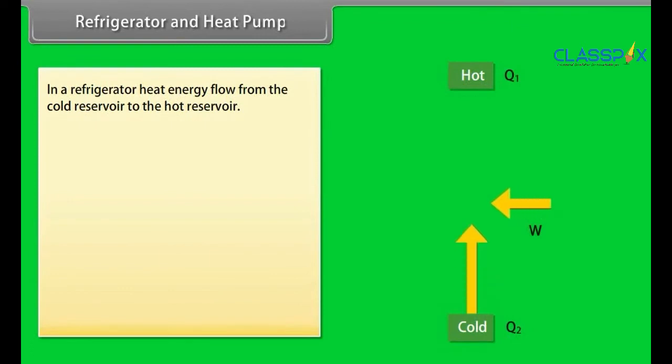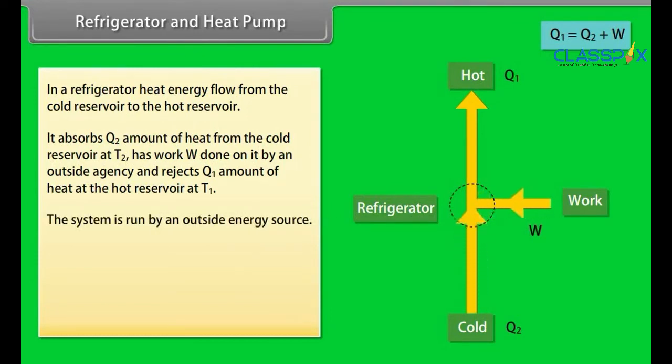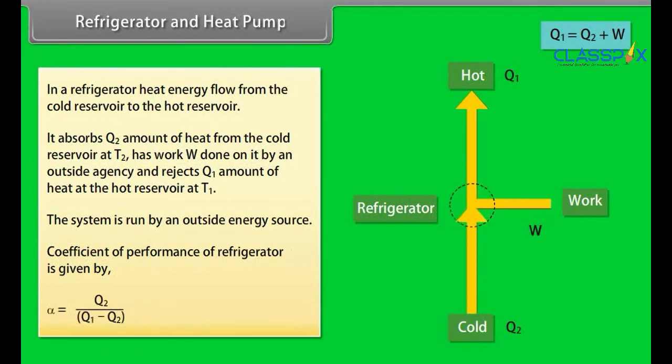Refrigerator and heat pump. In a refrigerator, heat energy flows from the cold reservoir to the hot reservoir. It absorbs Q2 amount of heat from the cold reservoir at T2, has work W done on it by an outside agency, and rejects Q1 amount of heat at the hot reservoir at T1. The system is run by an outside energy source. The coefficient of performance of a refrigerator is given by alpha equals Q2 upon Q1 minus Q2.